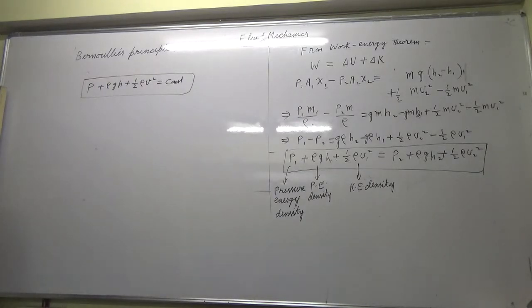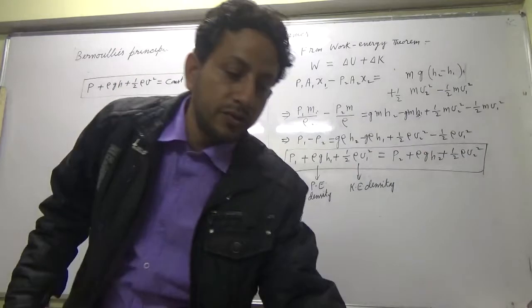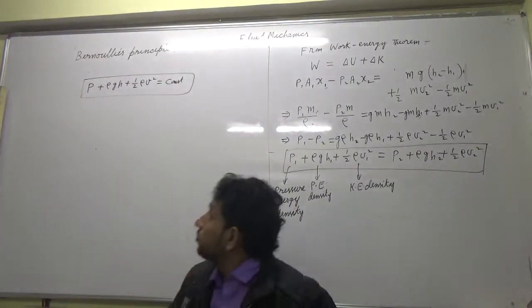Okay? We write this for any flow. This is for knowledge. So what conclusions can we draw from this? What different conclusions we can draw from this?